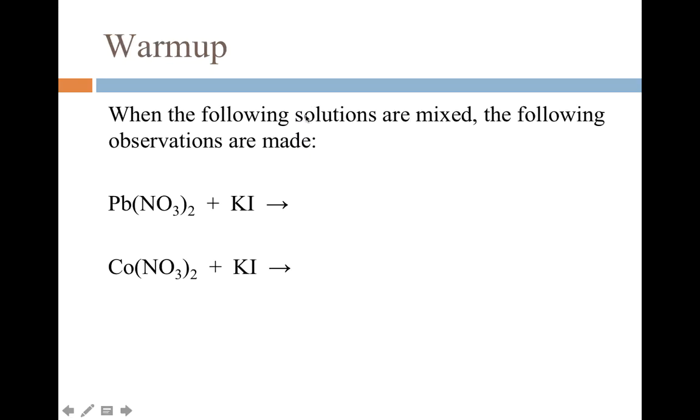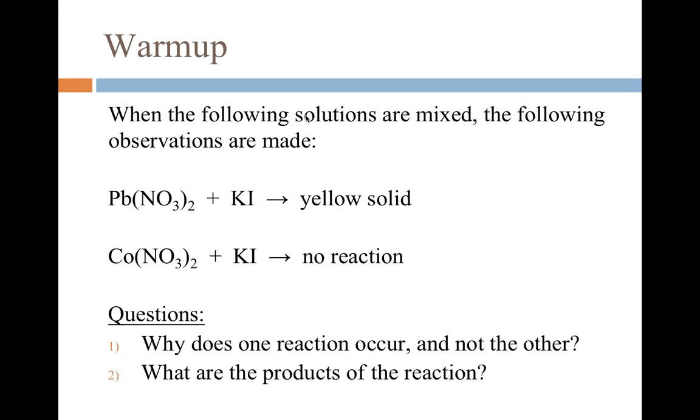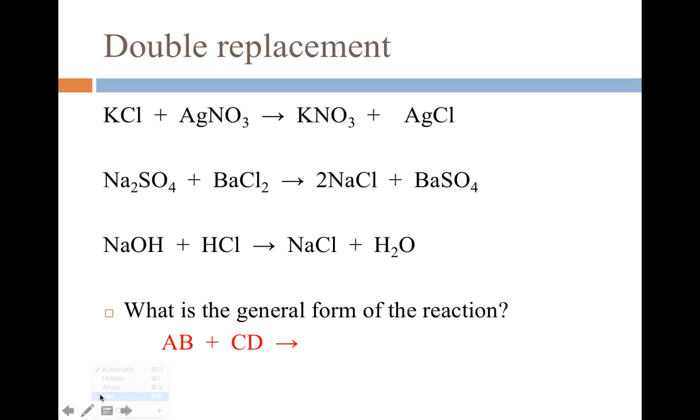So we have AB plus CD. My potassium is A, my nitrate is D, so I get AD, plus my silver is C and my chloride is B, so I get CB. So AB plus CD yields AD plus CB. If you go ahead and pause this screencast and label these up here, you'll notice that they also follow the same form. So the general form of the reaction is AB plus CD yields AD plus CB.